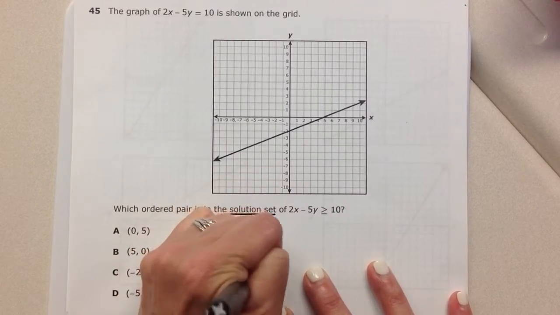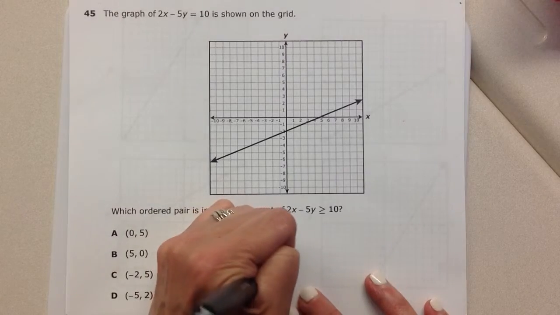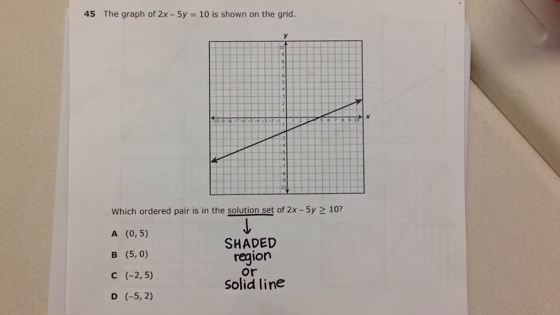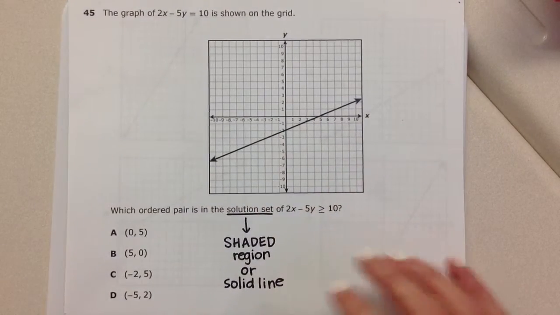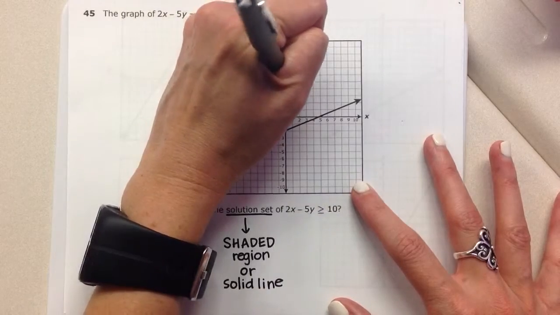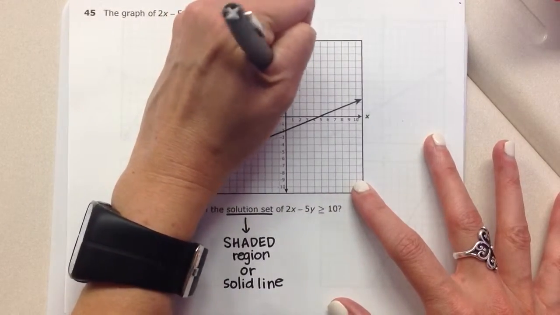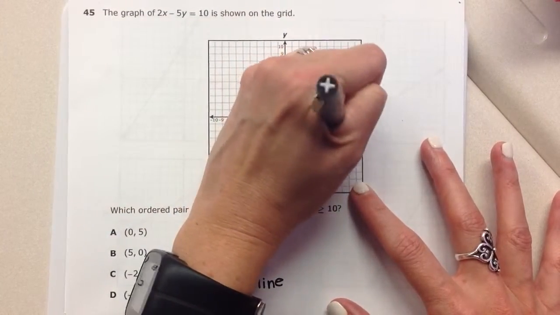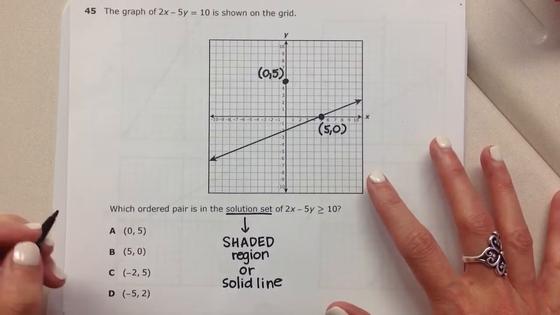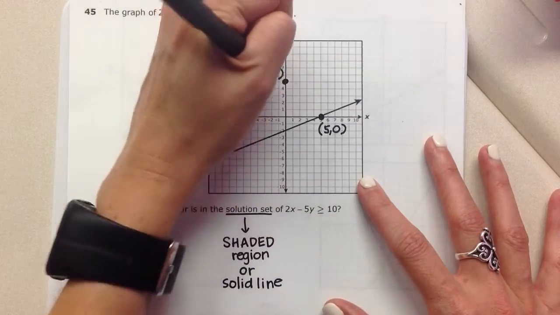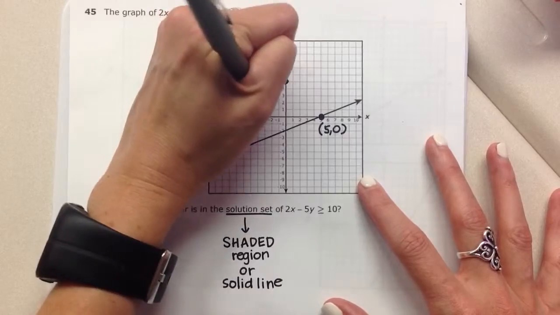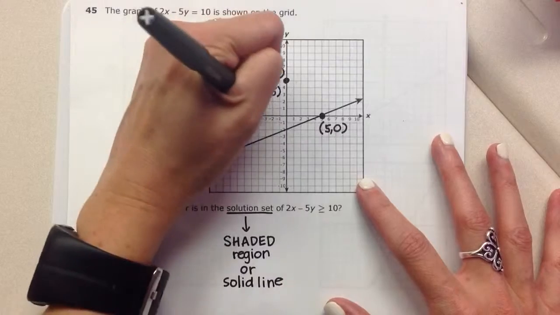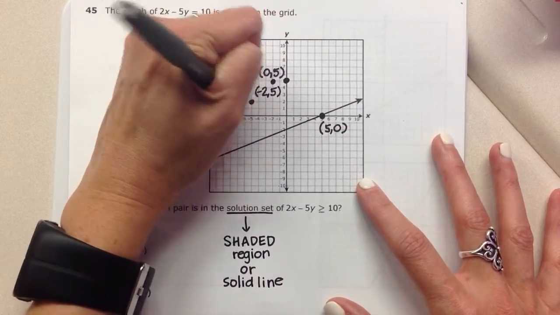So, you can also check by plugging in your ordered pair to see if you get a true inequality. Since I already have this graph here, I'm going to go ahead and plot my ordered pairs. So 0, 5 would be here, and I'm going to label it so when I look at it I don't have to guess. 5, 0 would be here, and it's on the solid line. Negative 2, 5 would be here. Those are kind of close together. And then negative 5, 2 would be right here, and those are close together.